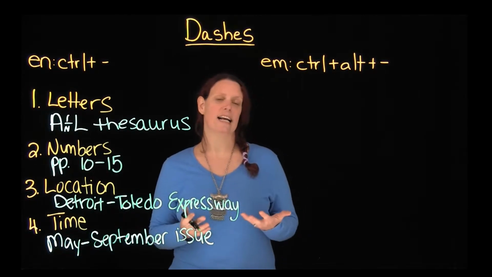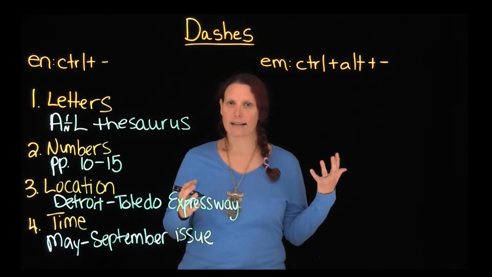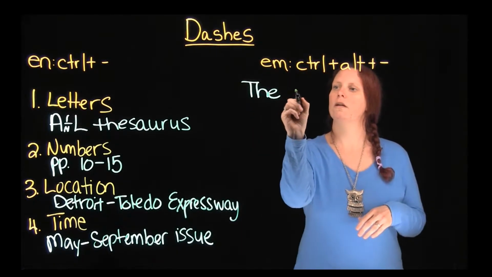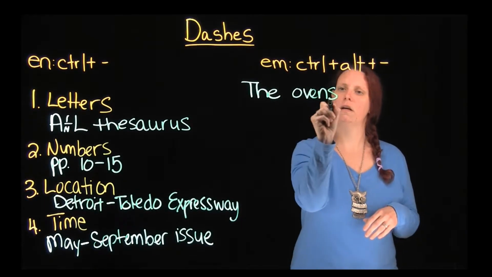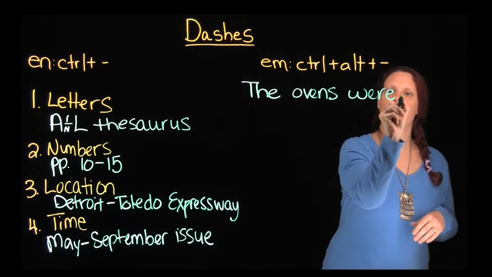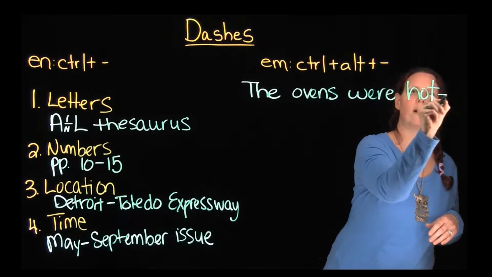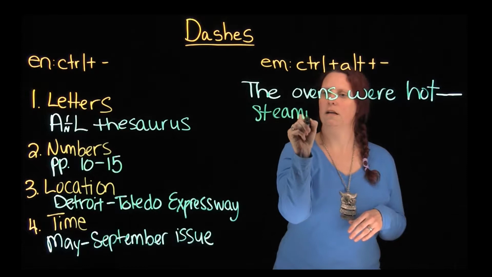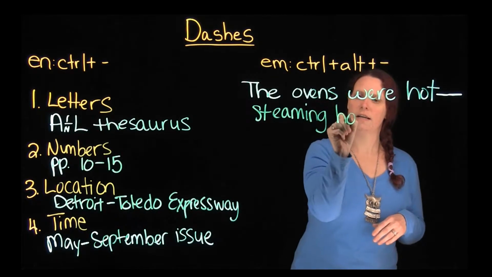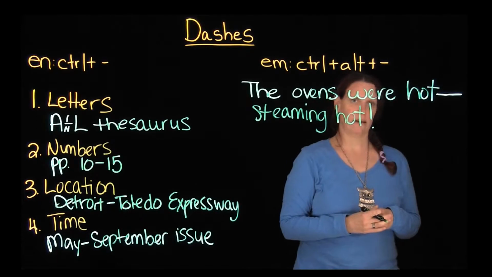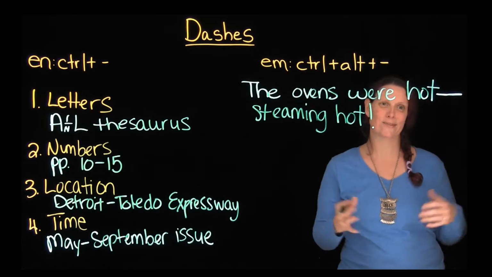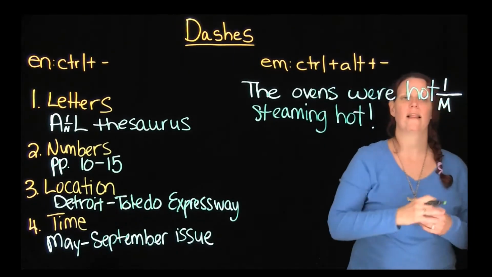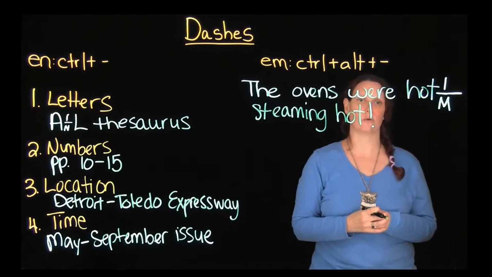Let's look at an example in which I might want to really highlight or shout that information. The ovens were hot. Steaming hot! Exclamation point. In this case, I really want to shout how hot those ovens were, so I'm going to use an M dash. You will sometimes see them like that. That's the longest dash that you have.